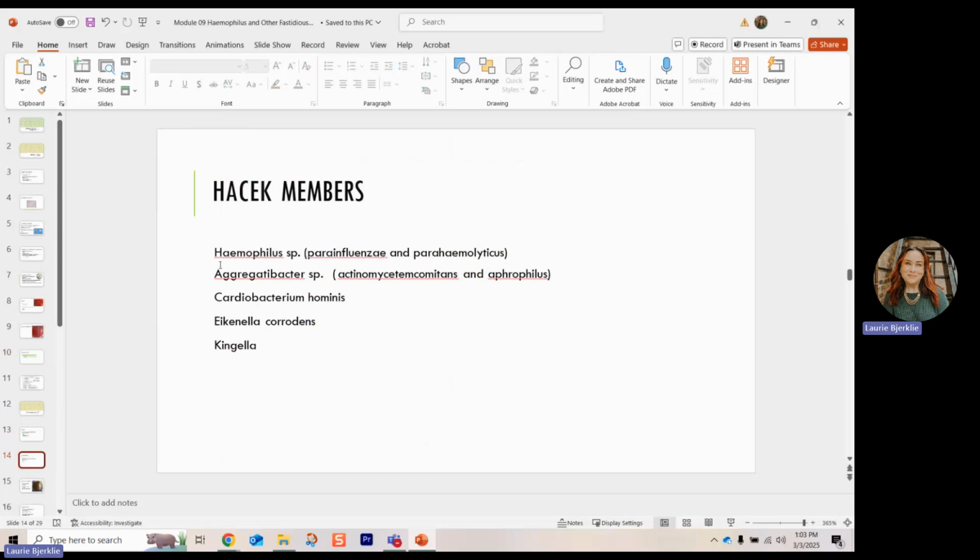So the members of the HACEK group are the Haemophilus species, again, particularly parainfluenzae and parahaemolyticus, Aggregatibacter species, particularly Aggregatibacter actinomycetemcomitans, and then Aggregatibacter aphrophilus. That is a big word to say. C stands for Cardiobacterium hominis, E is Eikenella corrodens, and K is Kingella species. So those are your members of HACEK.